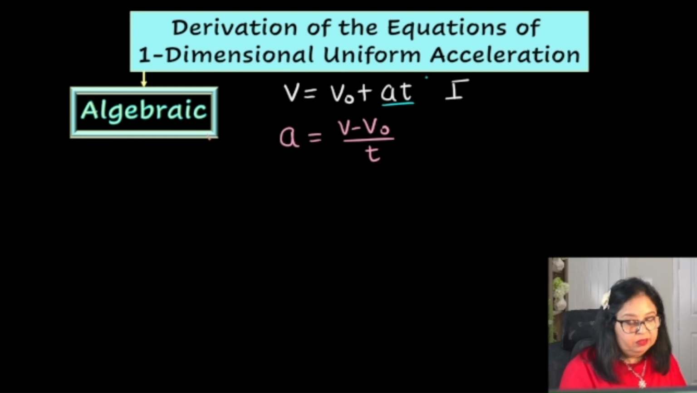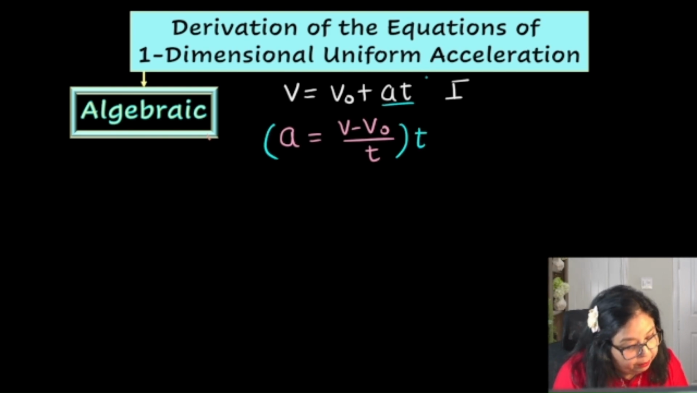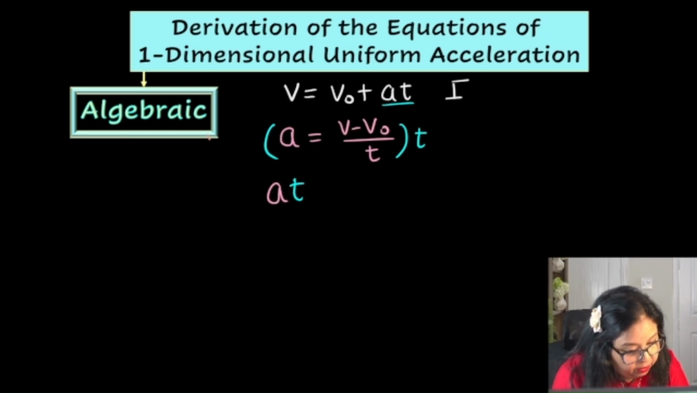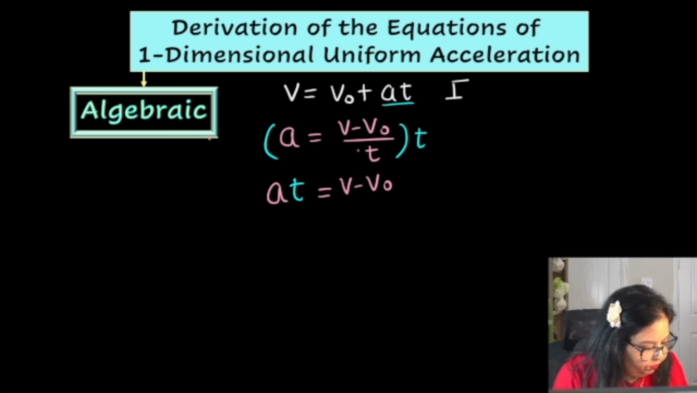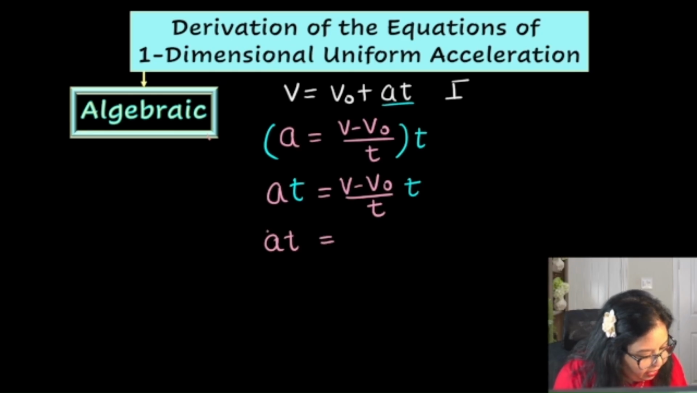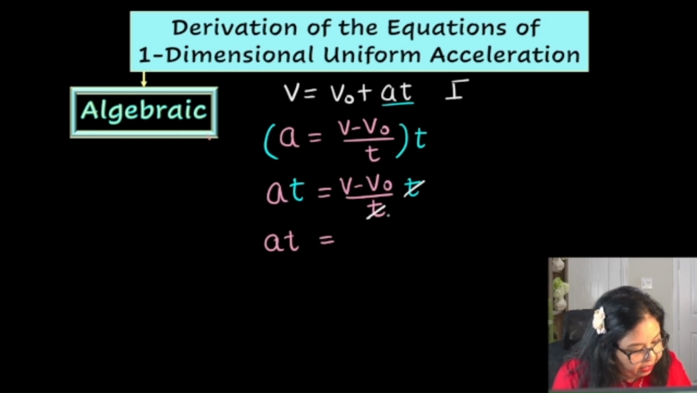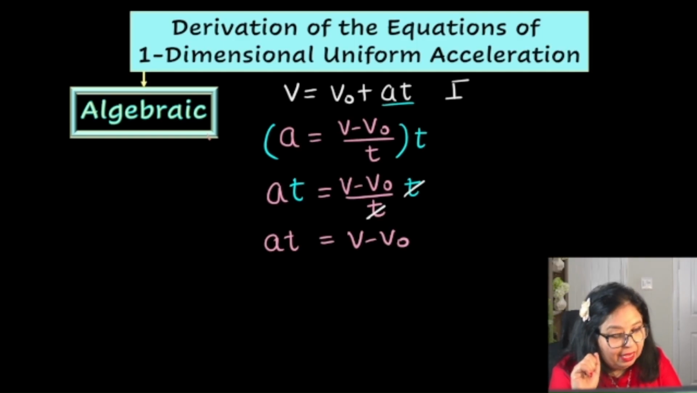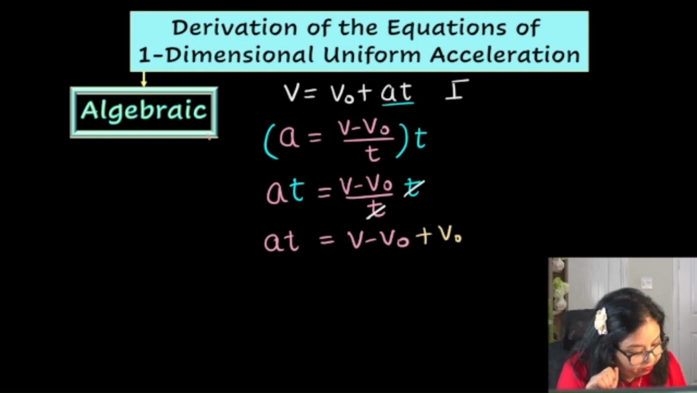What if I multiply both sides of this equation for acceleration by time t? When I do so, I get a and t together. Let's write that down. We get a times t equals what? V minus v naught divided by t times t. So what does this give us? This gives us at on the left-hand side, and on the right-hand side, the t's cancel out. What are we left with? V minus v naught. Now you can see that this equation is already starting to look kind of like equation number 1. All you have to do is add v naught to both sides of this equation.